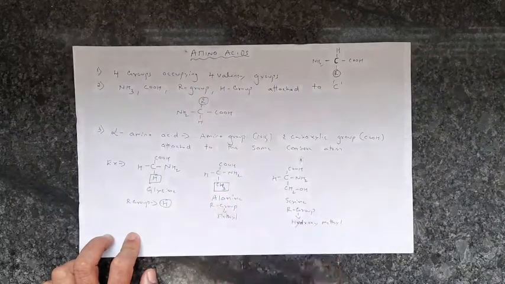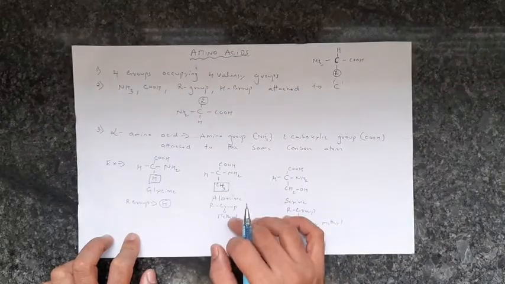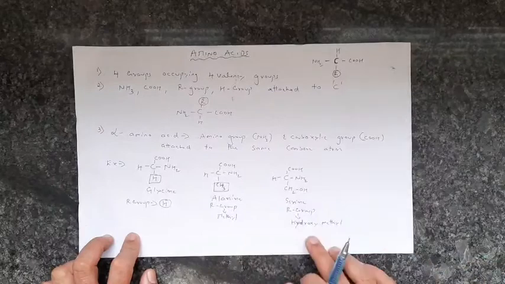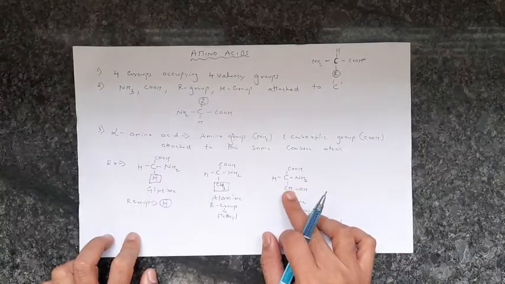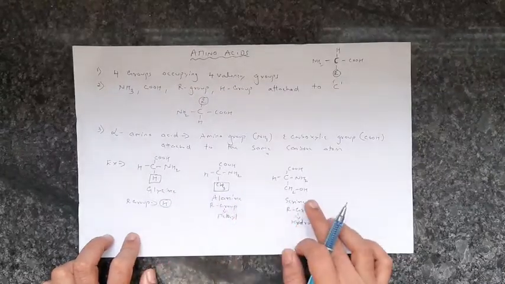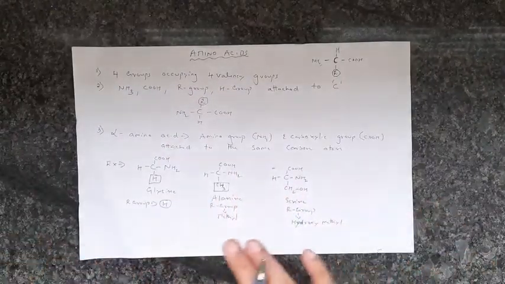If we have the methyl group in the R position, then obviously it is alanine. If we have the hydroxyl methyl in the R position, then obviously it becomes serine. So glycine, alanine, serine are the 3 different amino acids, the basic structure.